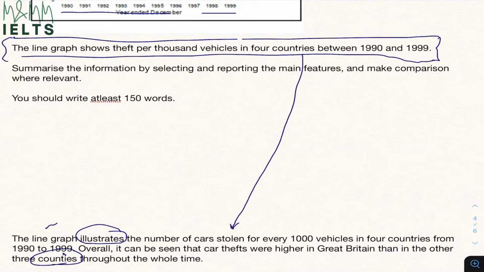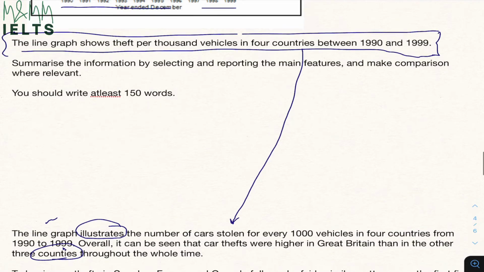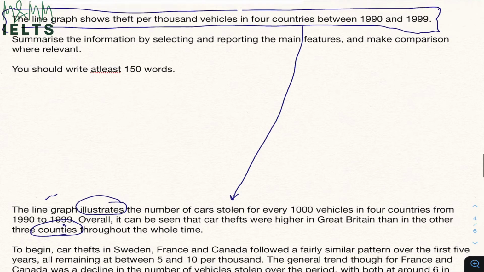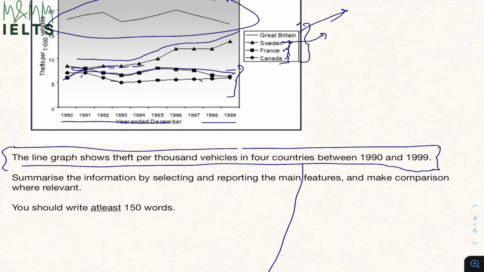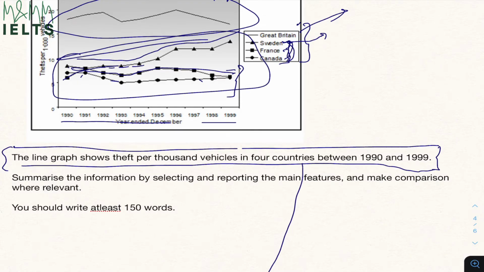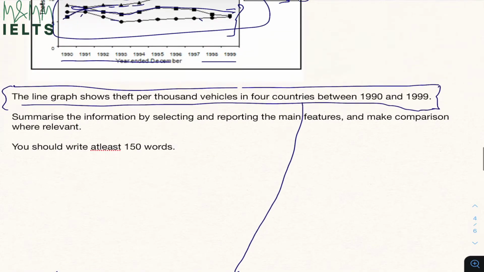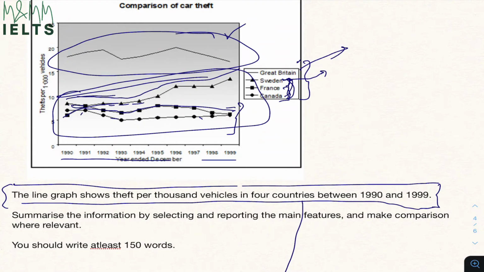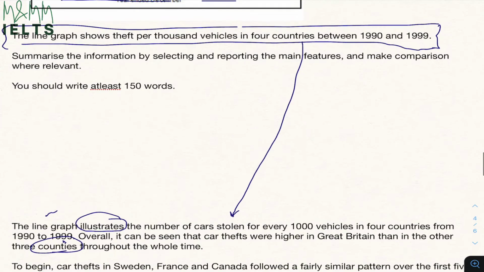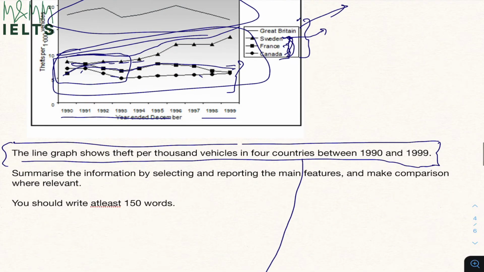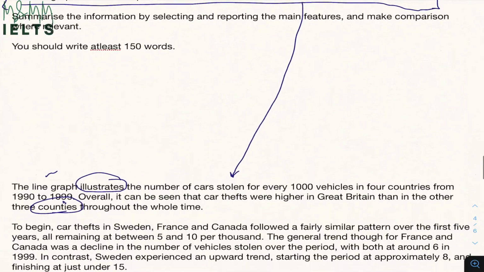Once my introduction is done, afterwards I'll go to the overview. And like I said, we are just going to follow the trends. So that's my second paragraph. I'll say, to begin, car thefts in Sweden, France, and Canada, so these three countries over here, followed a fairly similar pattern over the first 5 years. As you can see, in the first 5 years, they did not really increase much. And that's exactly what I've written over here, all remaining at between 5 and 10 per thousand. So that's what it has been, between 5 and 10 per thousand.